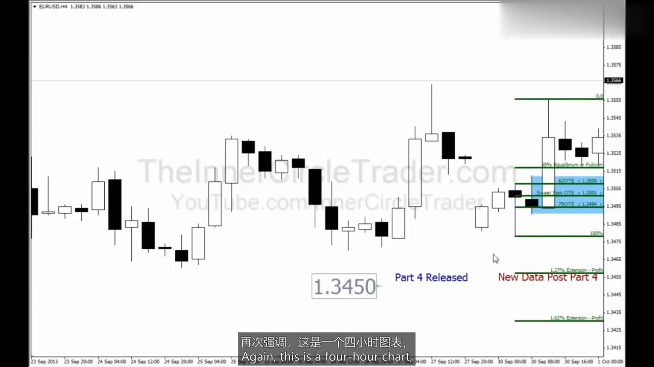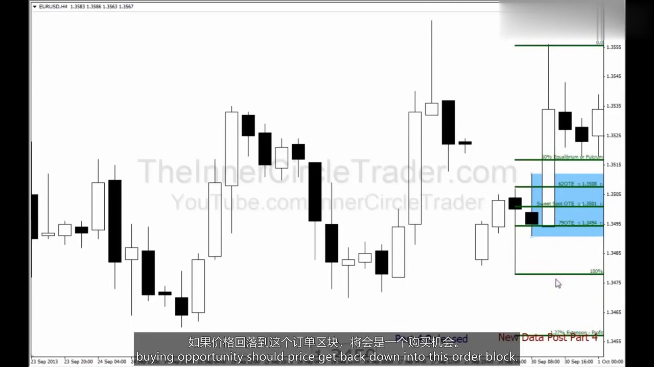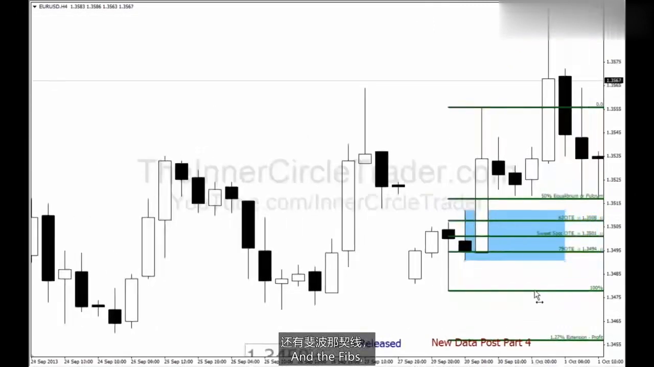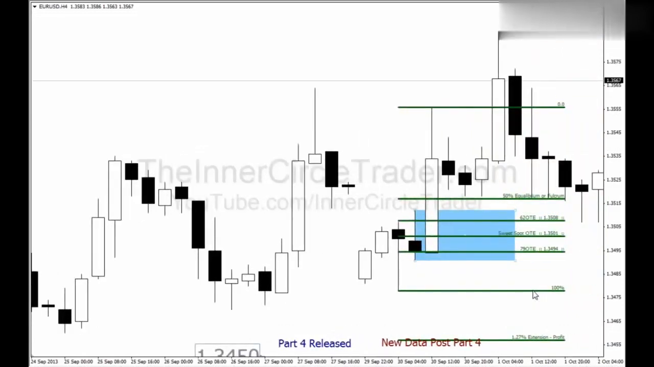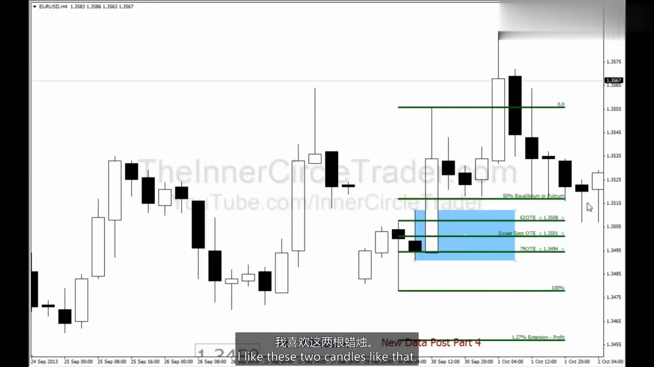Okay, again, this is a 4-hour chart. So 134.94, 135.08, the range in between here is a nice level to anticipate a possible buying opportunity should price get back down into this order block and the fibs. Price trades right down to that 62% retracement level right in here. I like these two candles like that. It's nice as tweezers.